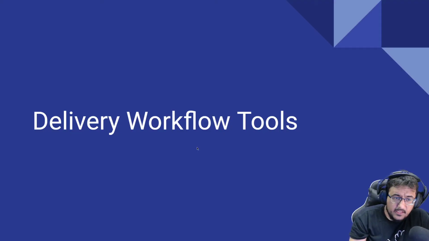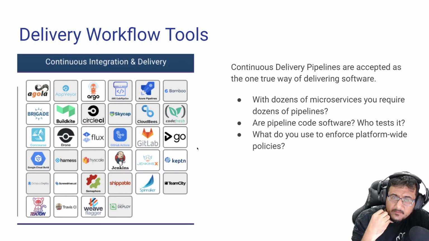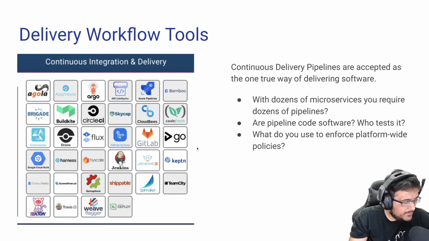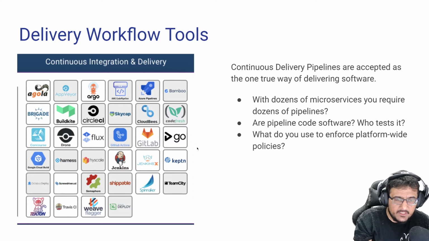Then another pattern that I have worked with in digital platforms is delivery workflow tools. What do I mean by this? Well, if we come back to the monolith era, we had the notion that continuous delivery pipelines are the one true way to deliver software, right? But then what happens when you have dozens of microservices? You may want to say that, okay, I also have dozens of pipelines, but in reality, you only have like 3 or 4, right? You have, I would say, a correlation between the pipeline definitions and the types of microservices that you have.